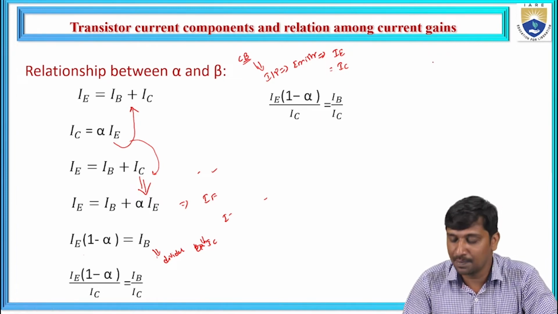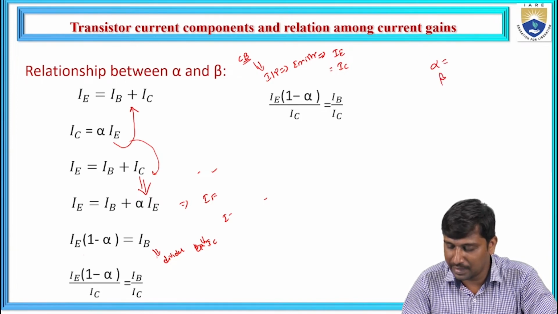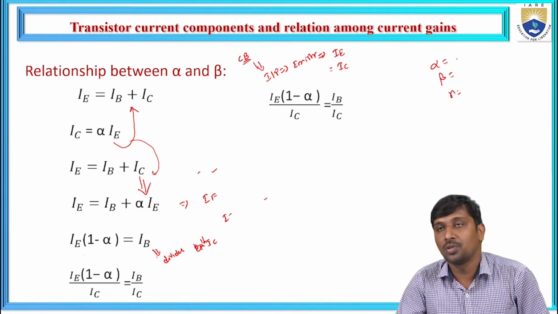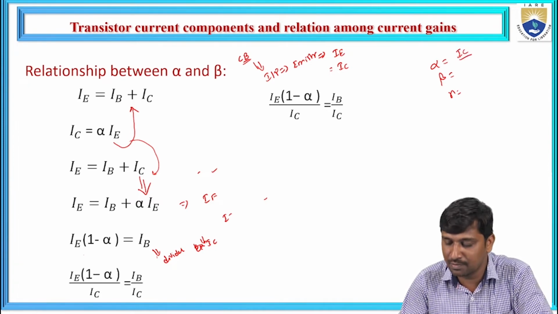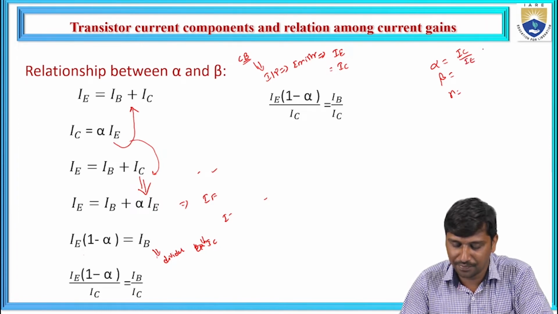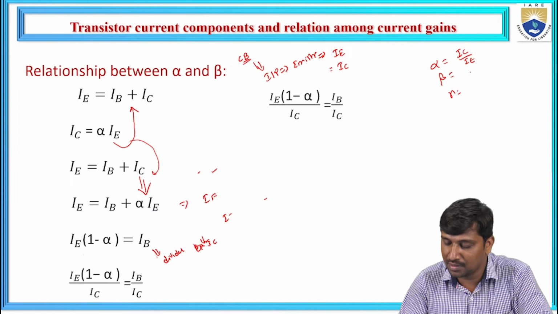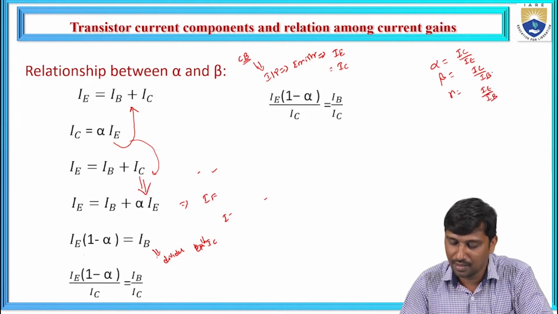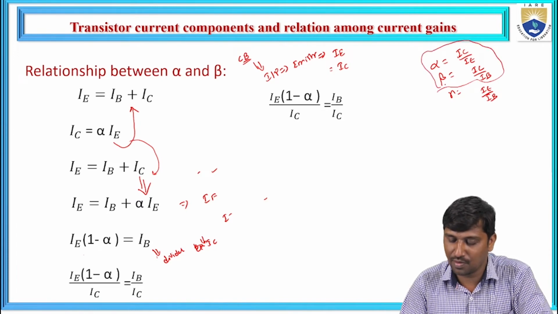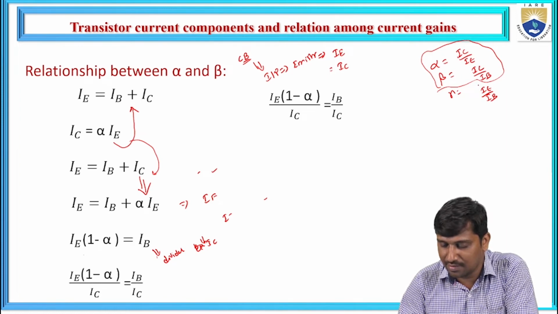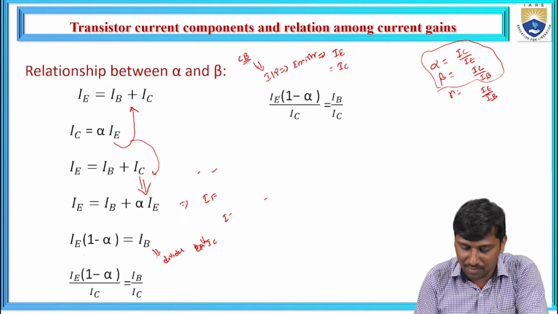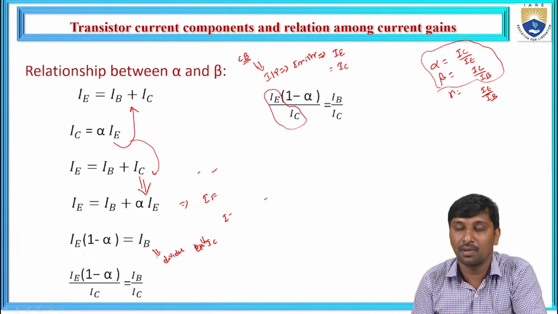Just now we observed three parameters, alpha, beta and gamma. Alpha is the ratio of output current to the input current, so in a common base it is IC by IE. Beta, in a common emitter, is IC by IB. Gamma, in a common collector, is IE by IB. If you observe these two relations, alpha is defined as IC by IE and beta is defined as IC by IB.